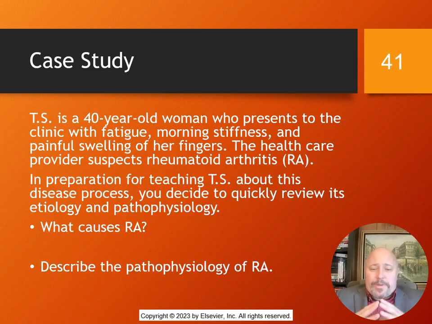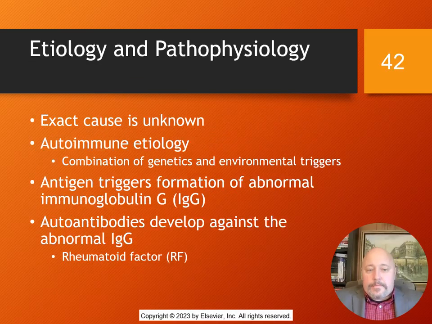And again, just as we discussed, it's often a genetic component. Females are much more predisposed to developing this condition. And its pathophysiology is going to be an inflammatory form of arthritis, as we'll get into more. The exact cause of rheumatoid is unknown. It has an autoimmune etiology with a combination of genetics and environmental factors. Antigen triggers the formation of abnormal immunoglobulins, and the body is actually attacking its own cartilage, causing this inflammation.